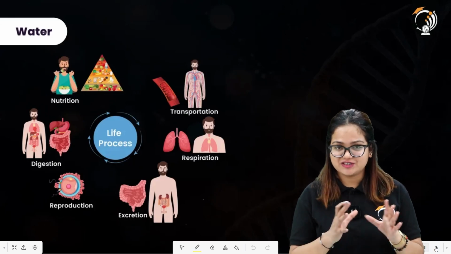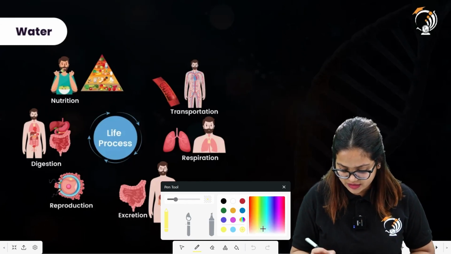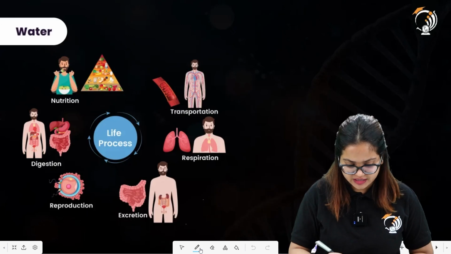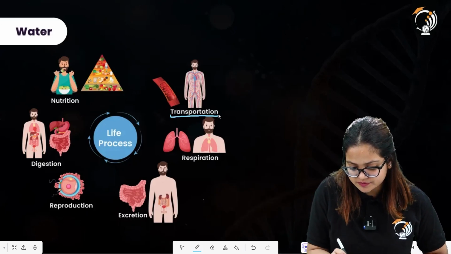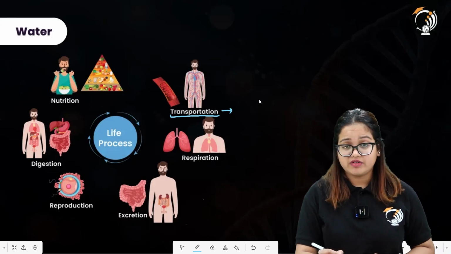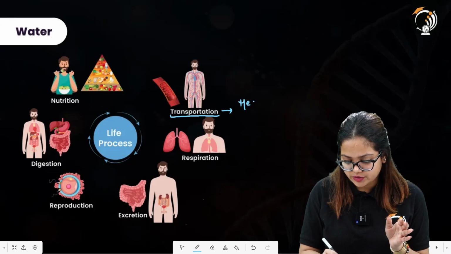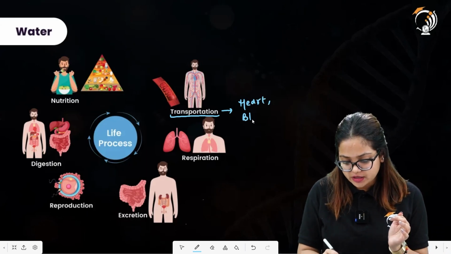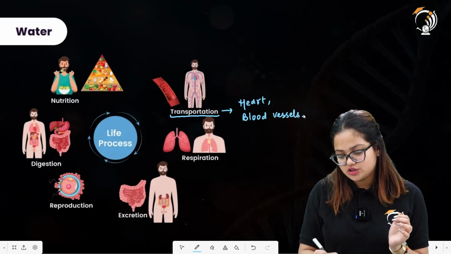Then we have the list of processes over here. We have already discussed those. So let me have a quick recall about all of these. We have the transportation process that includes, whenever we talk about human beings, the heart, that is a pumping organ, and blood vessels. Those are responsible for carrying the blood throughout the body.